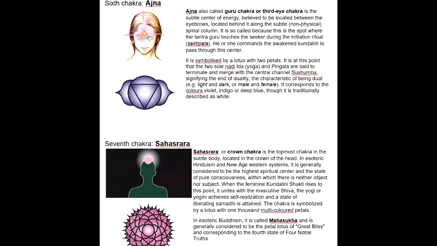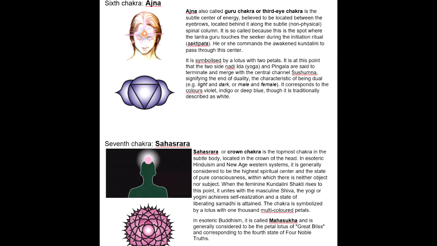Seventh chakra, Sahasrara. Sahasrara, or crown chakra, is the topmost chakra in the subtle body, located in the crown of the head. In esoteric Hinduism and New Age Western systems, it is generally considered to be the highest spiritual center in the state of pure consciousness, within which there is neither object nor subject. When the feminine Kundalini Shakti rises to this point and unites with the masculine Shiva, the yogi or yogini achieves self-realization and a state of liberating samadhi is attained.